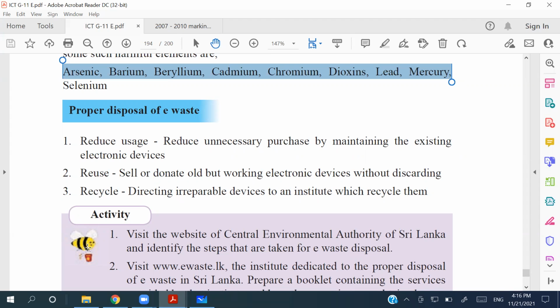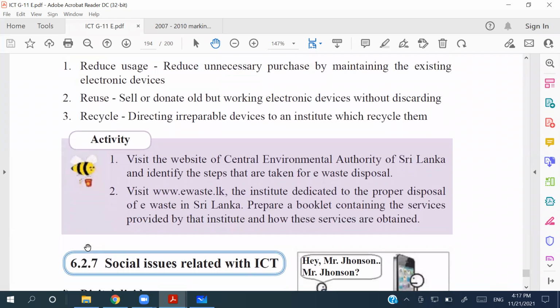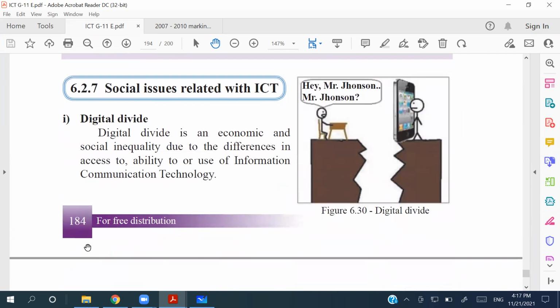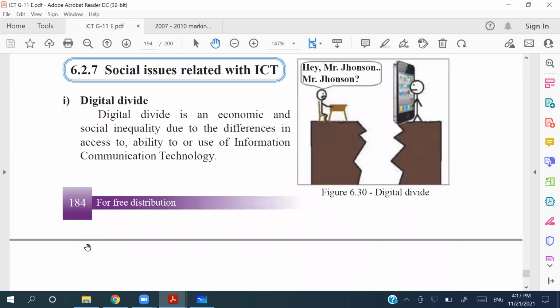If a monitor is damaged and cannot be repaired, there is no point in keeping it, as we can't get any use of it. It is much better to hand it over to an organization or a shop which manages e-waste. They will categorize those and manage the e-waste accordingly. All right, then after this we are going to talk about the social issues related to ICT.